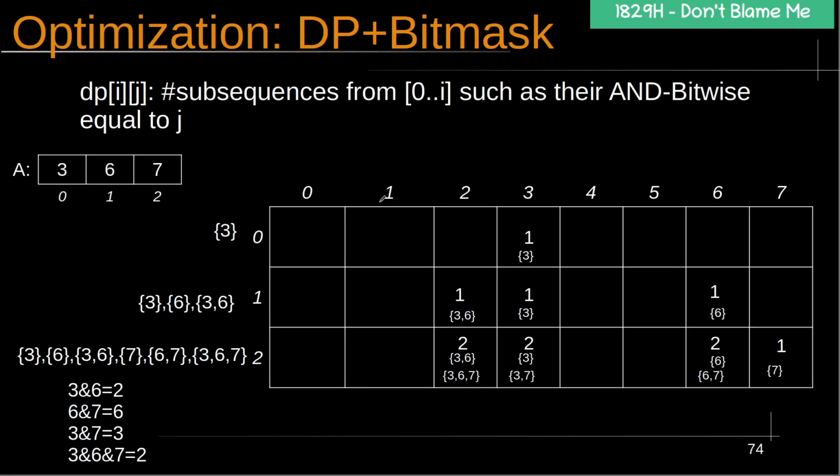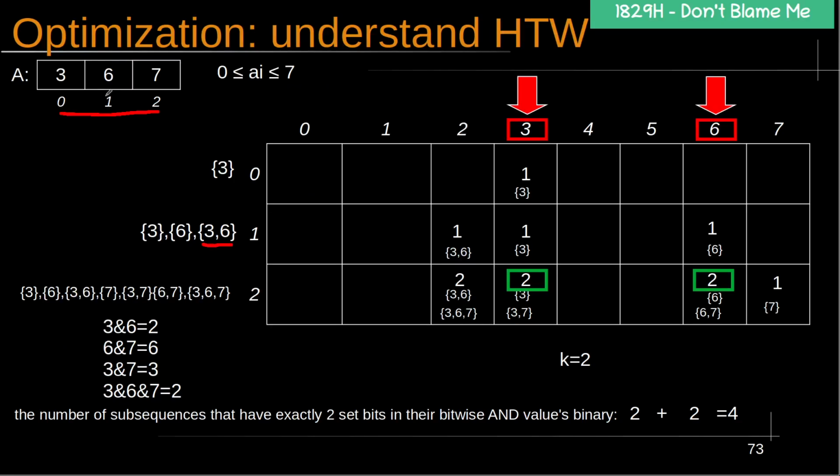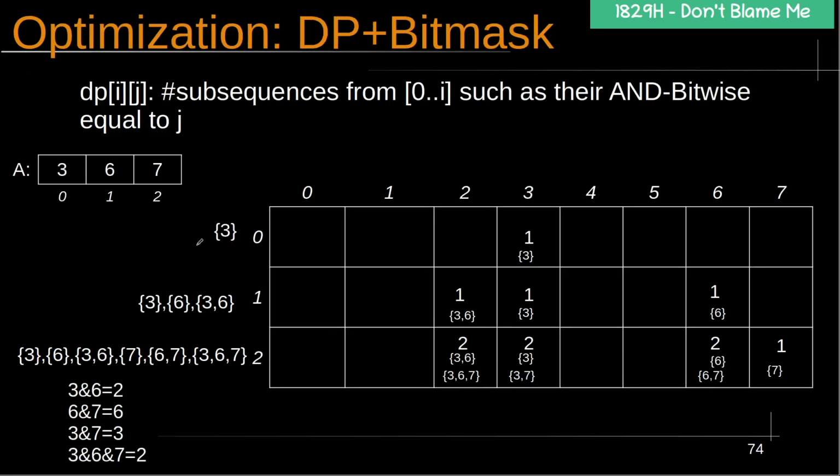So we're going to use the dynamic programming technique, where dp[i][j] is equal to the number of subsequences from 0 to i such that their bitwise AND is equal to j. This is very important here.